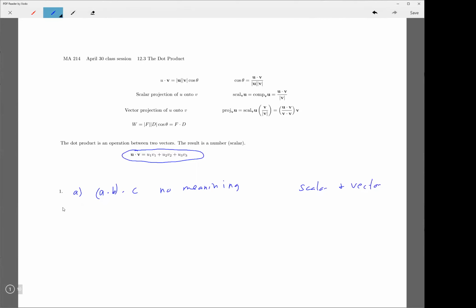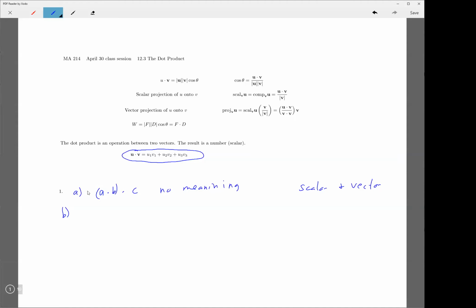So you're trying to take the dot product of a scalar and a vector. Okay, so what is B? Anybody want to take a shot at part B? B has meaning because it is a scalar multiple of a vector. Yes, that's true.